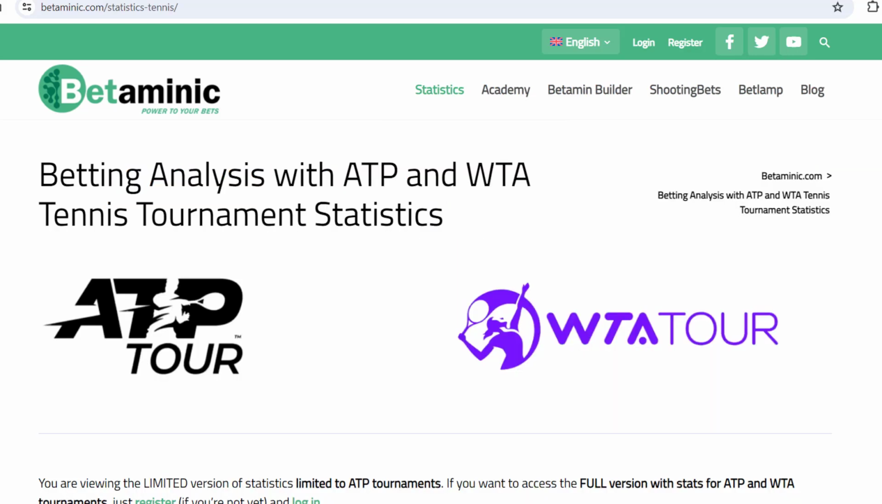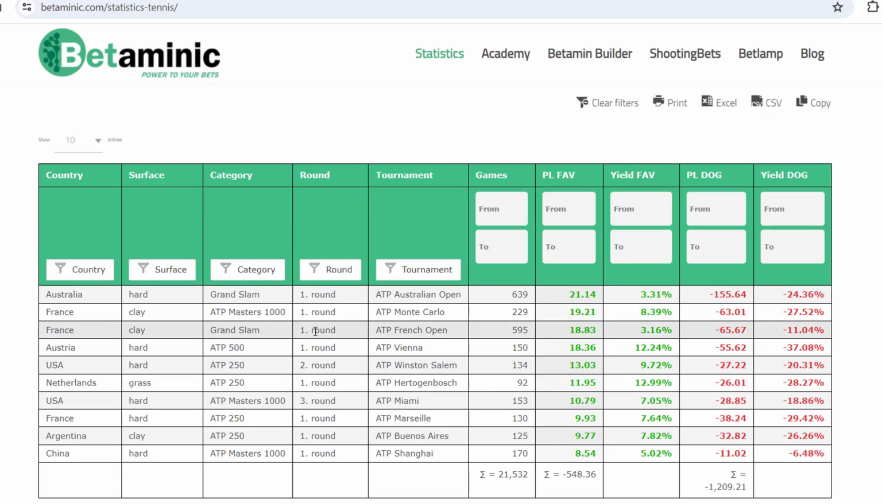The tournament stats has statistics from the men's ATP Tour and the women's tour, with data going back to 2014, so it has 10 years worth of data at the moment. And it takes those statistics and matches them with Pinnacle odds. And from doing that, we can see what kind of bets made profit and what kind of bets made losses.